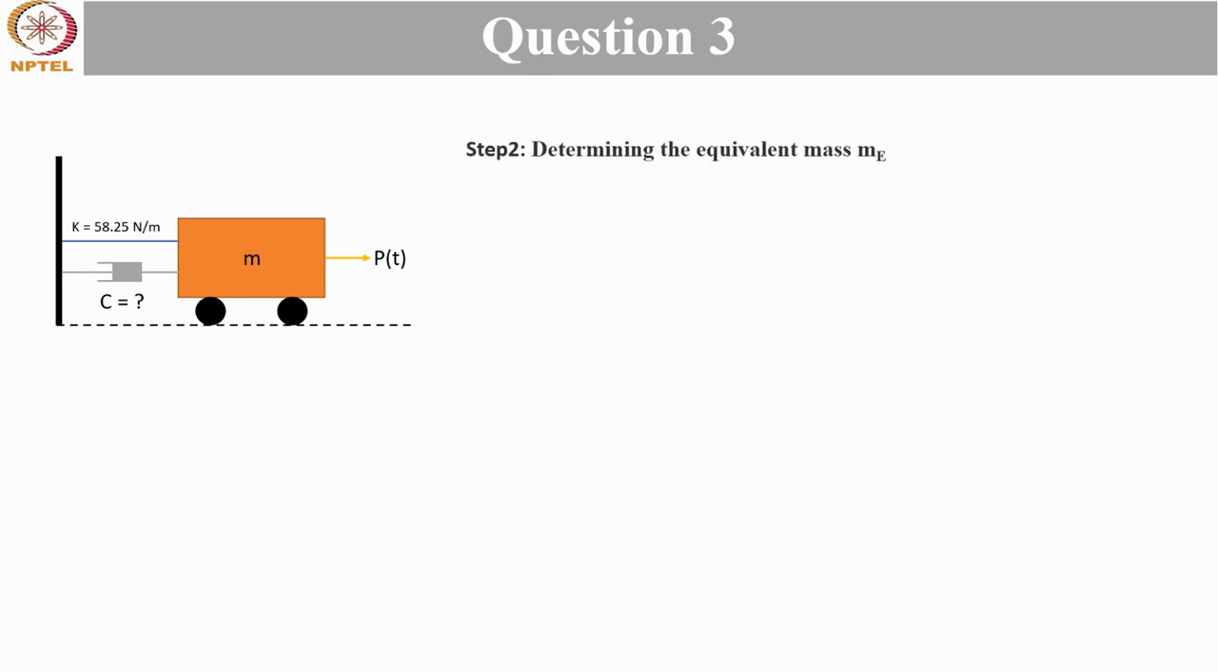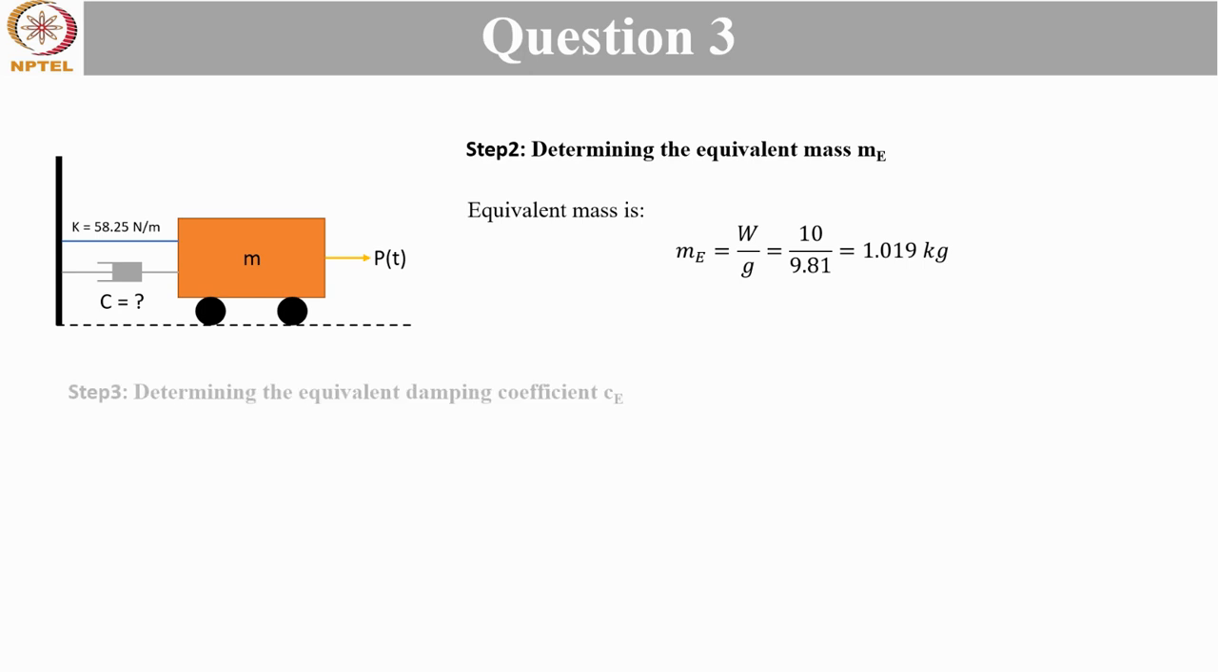Step 2 is to determine the equivalent mass of the system. Now it was given in the question that we can neglect the weight of the beam. So the equivalent mass will be just the mass of the weighing machine that was put on the beam, which is mass equal to W by g. W was given as 10 Newton, so it will be equal to 10 upon 9.81, which is 1.019 kg. So this is the equivalent mass of the system.